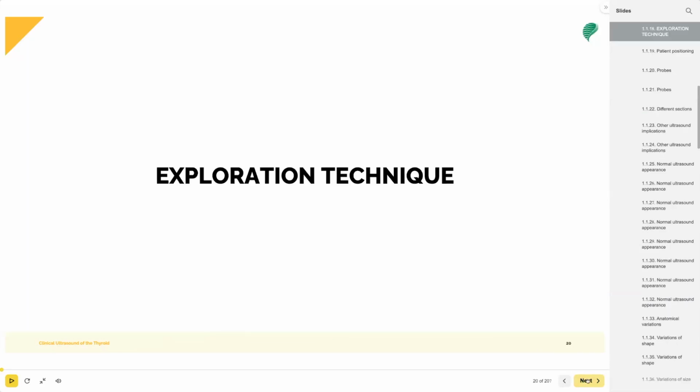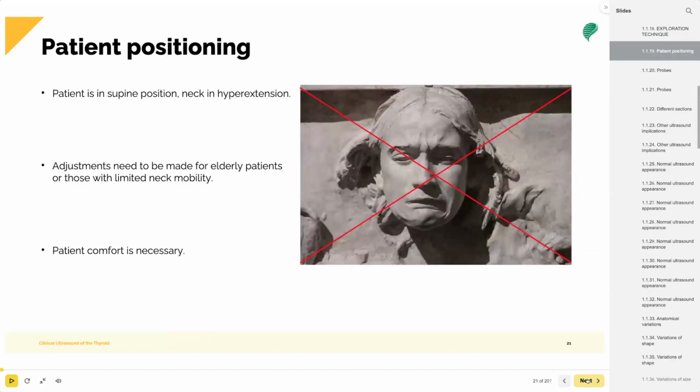So the exploration technique is basically how do we locate the thyroid, how do we position the patient, and we will get right into that. So positioning is very important because number one, we want to make sure that the patient is in a comfortable position, also in a position which will lead us to being able to provide the best and clearest images for the doctor. So the patient is going to lay supine.